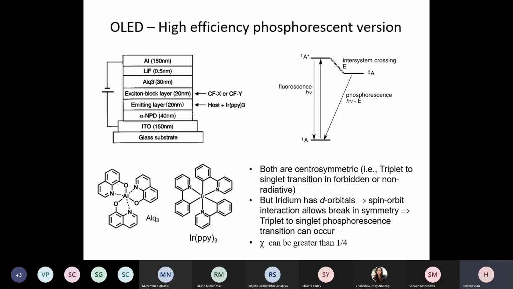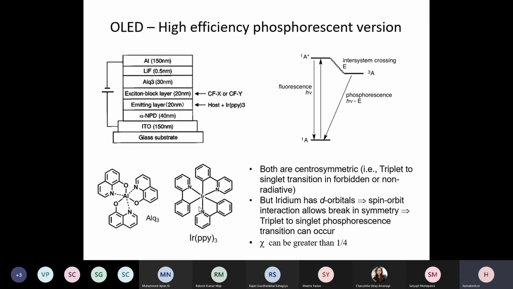If you have a transition metal, you can answer any questions related to transition metals by saying that it has empty d orbitals. That is also true here. When you have d orbitals, that prohibited triplet to singlet transition is allowed, because even though the arrangement of atoms is centrosymmetric, the empty d orbitals break that symmetry and that allows the phosphorescence phenomena to happen.